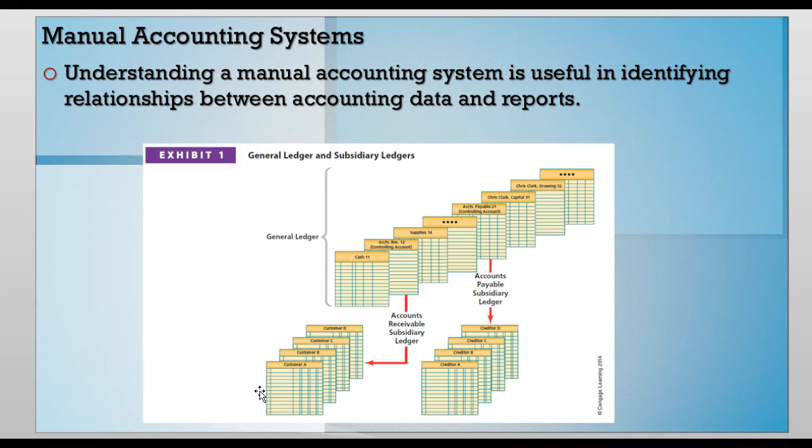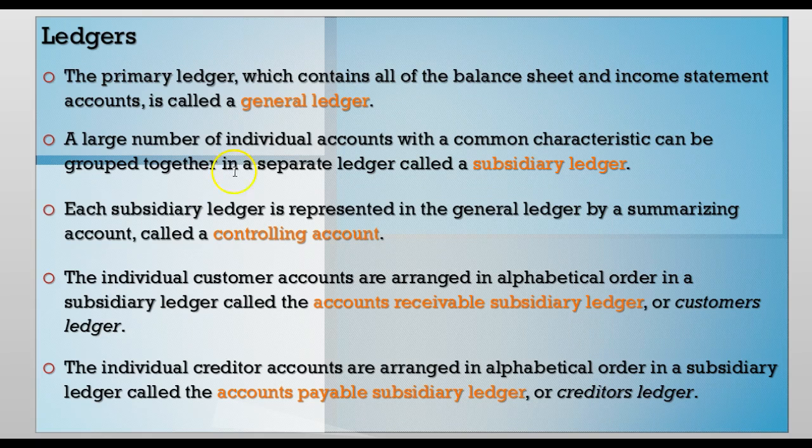You can also have this for inventories. You'll have a regular inventory account that has the total amount, but then it'll be broken down further in another account that shows each item and how much it's worth. So that's what we're looking at today. We're going to look at the general ledger, subsidiary ledgers, and special journals.